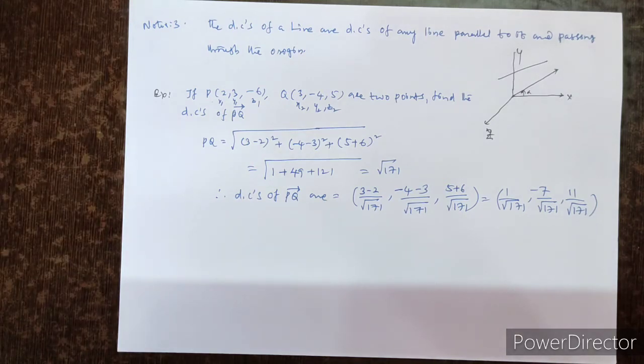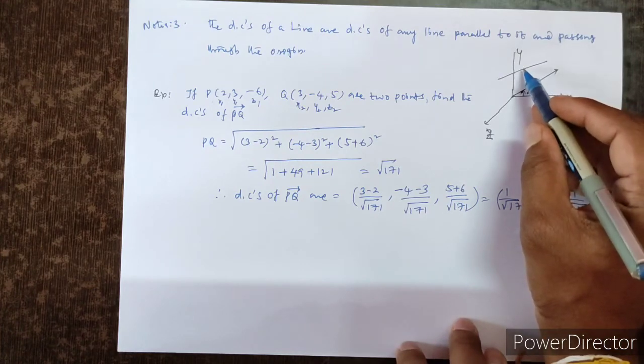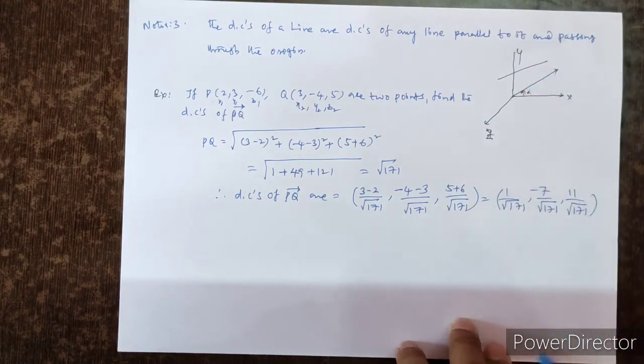So to find the direction cosines of any line, you can draw a line parallel to it and passing through the origin, then the direction cosines of this line are equal to those of the given line.